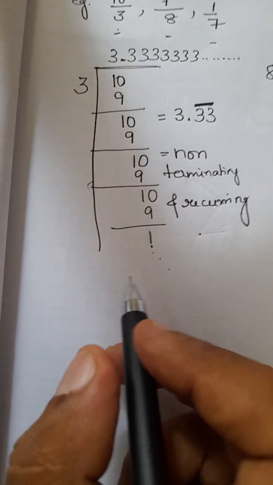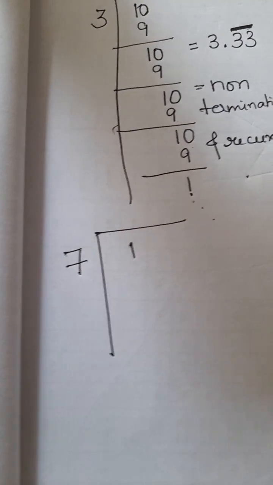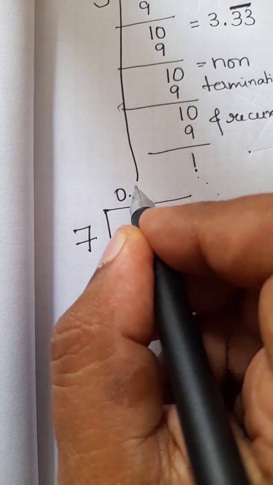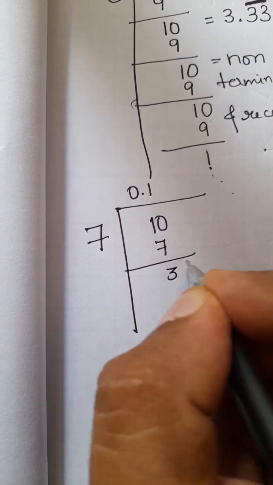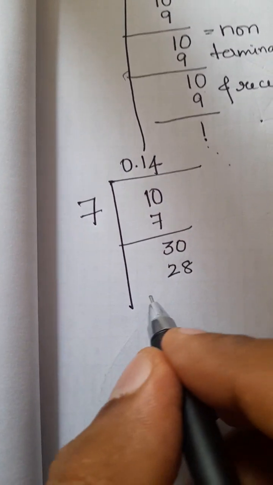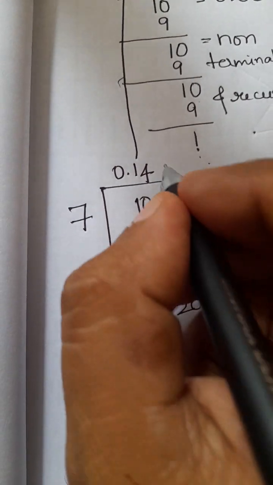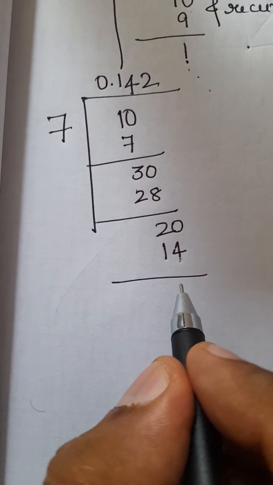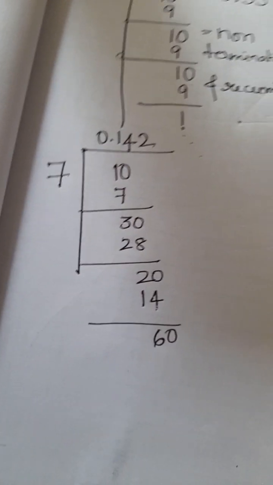Now let us see the third part, 1 by 7. 7 ones are 7, I'm left with remainder 3. Add a 0. 7 fours are 28, I get 2. Add a 0. 7 twos are 14, I get 6. I add a 0.